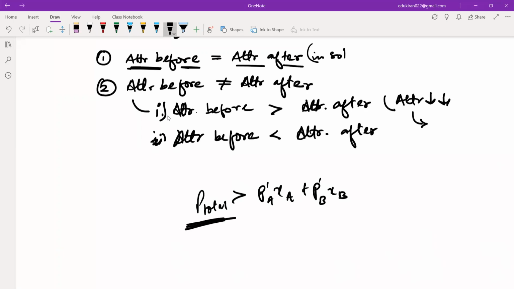Because in the solution, what is happening? In the solution, the pressure is increasing, if I compare that with the individual cases, है ना. Similarly, in this case, what will happen? Attraction after is increasing. If attraction after is increasing, then what will happen to the escapability? The escaping tendency will decrease, and if the escaping tendency decreases, the vapor pressure will also decrease.